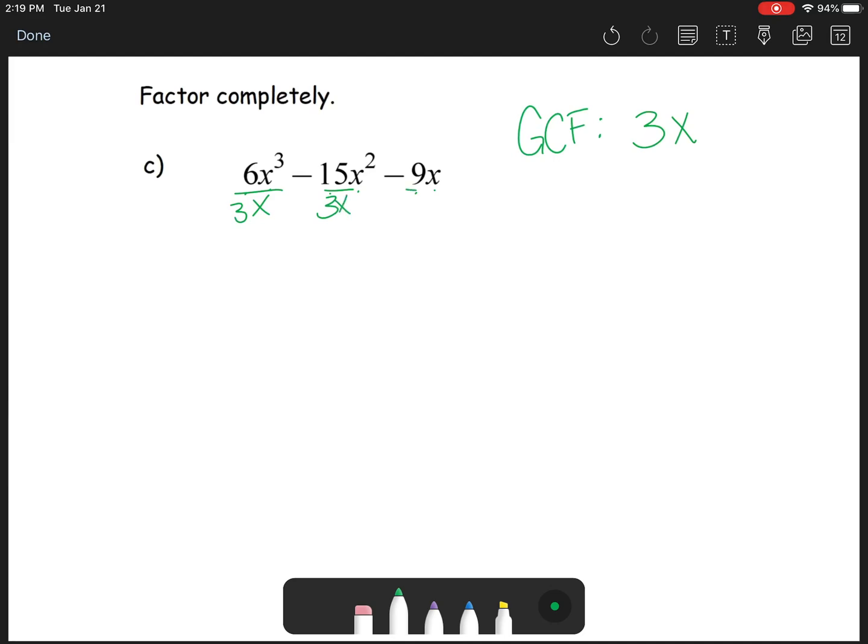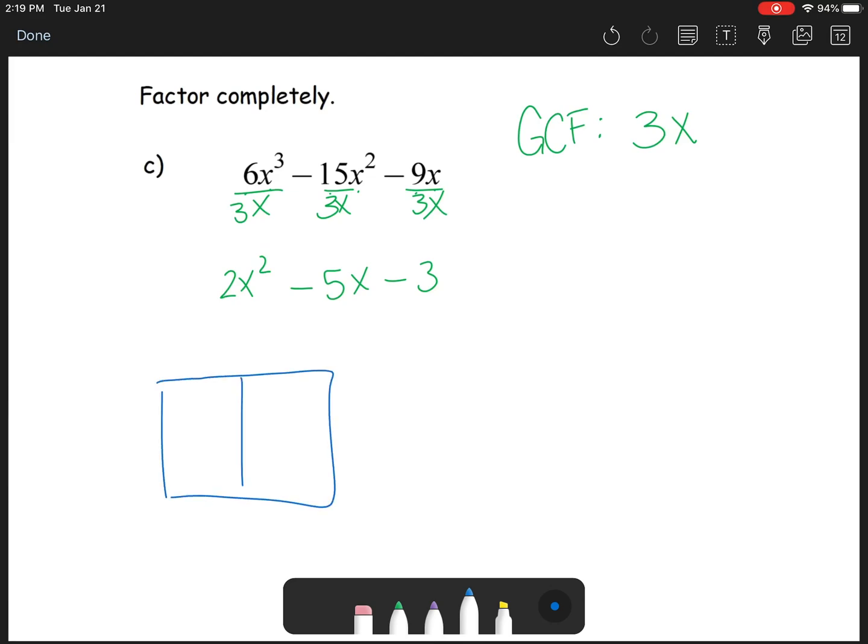So we're going to divide everything by 3x and see what happens. That first term would become 2x squared. Then we'd have -5x, and last but not least, -3. Looking at 2x squared minus 5x minus 3, nothing goes into 2, -5, and -3, and we can't factor any more variables out. And once you look at it and you don't have any other greatest common factors, that's when you can start your box method.